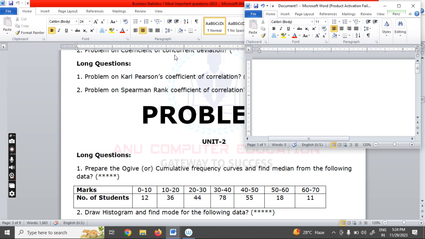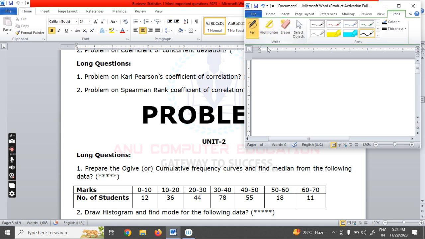Suppose OG curve. What is OG curve? You have to understand. In the exam, if you get this question, you have to draw an x-axis and y-axis. In the x-axis you have to take the class interval, and in the y-axis you have to take the frequencies. These are very important. So OG curve means what?